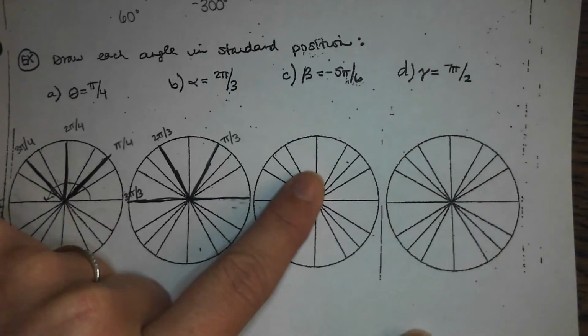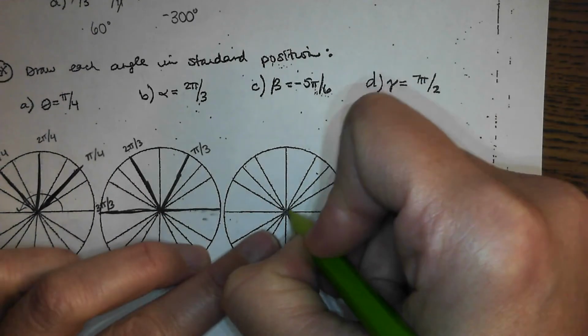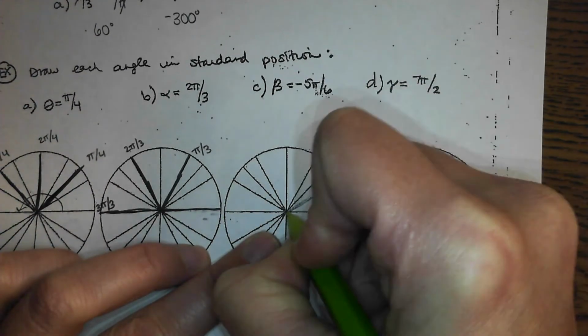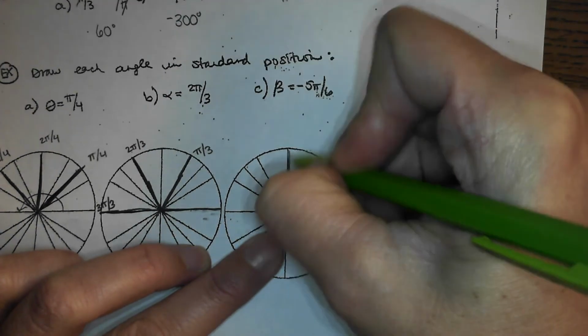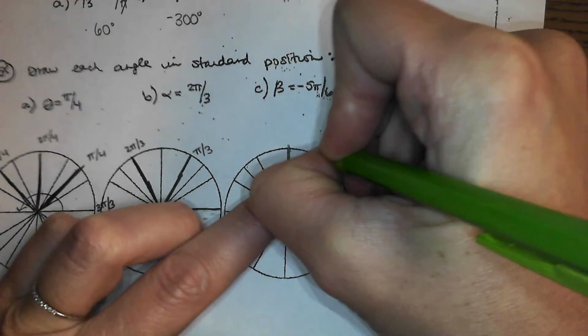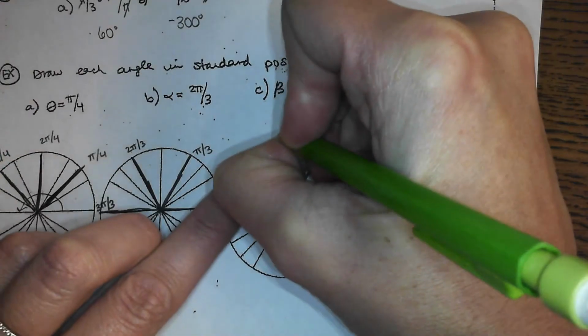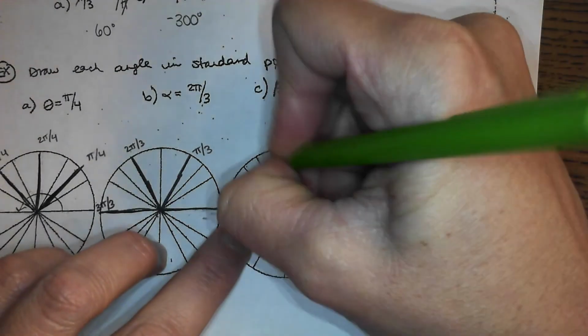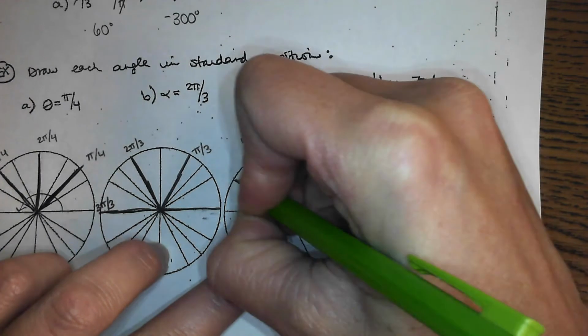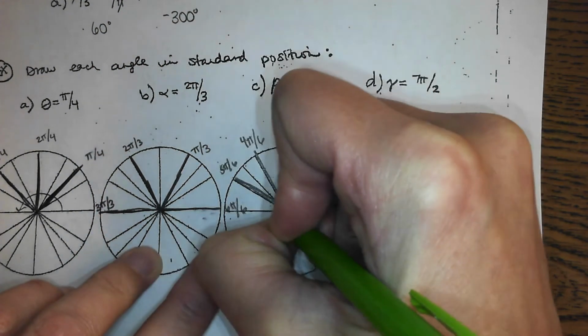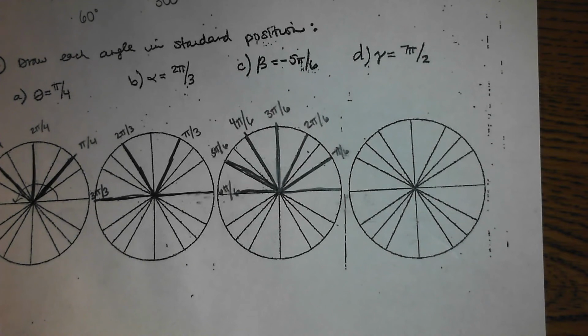This one is splitting it up into 6. So that would be, here's 1/6, here's 2/6, here's 3/6, so 1 pi over 6, 2 pi over 6, 3 pi over 6, 4 pi over 6, 5 pi over 6, and 6 pi over 6. Have you ever seen it done this way?